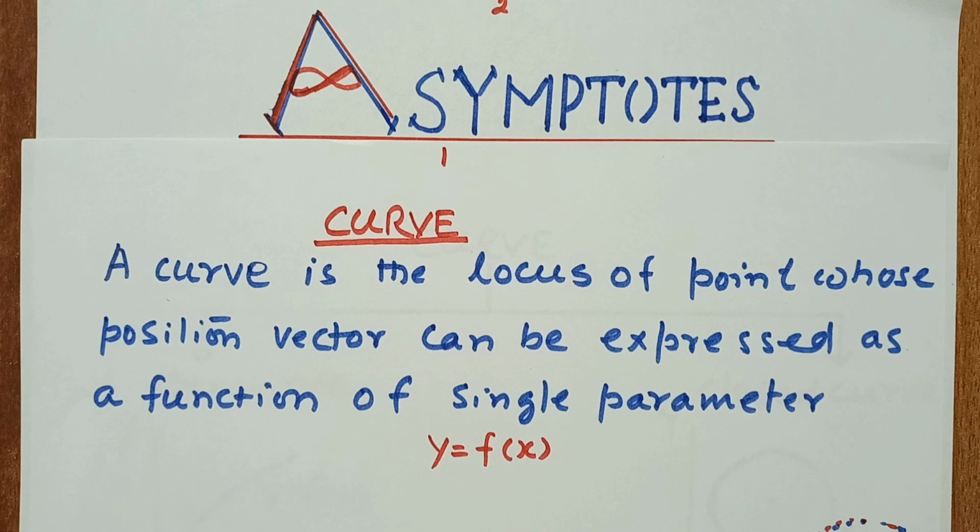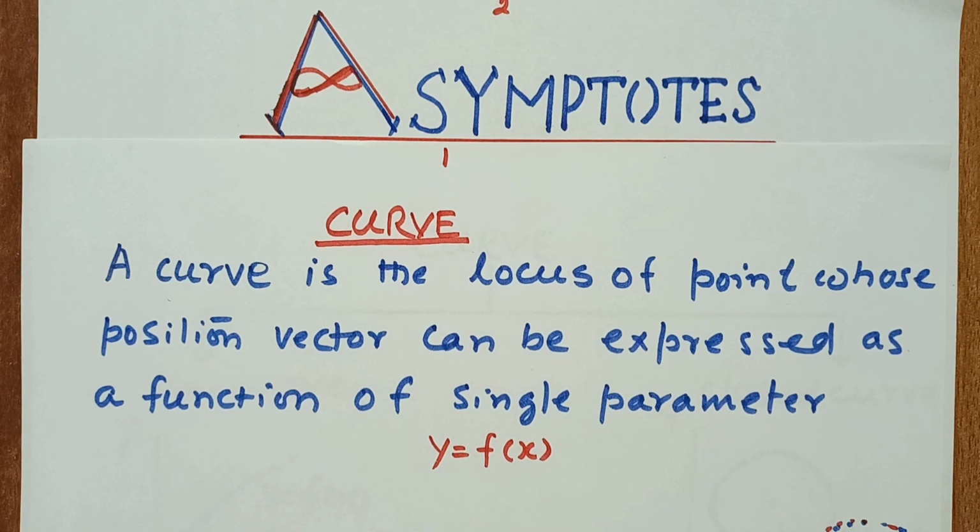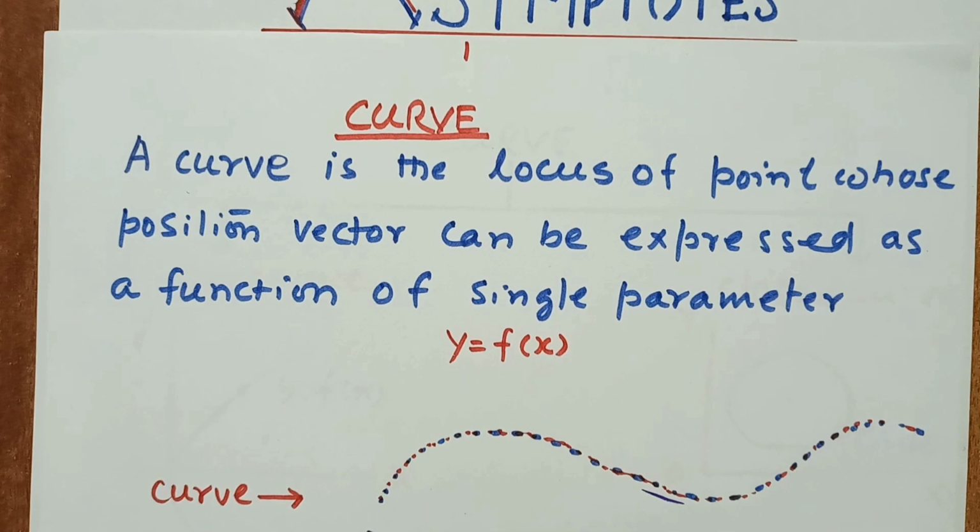What is a curve? A curve is the locus of a point whose position vector can be expressed as a function of a single parameter. Okay, it means if a point moves in a plane, the figure is called a curve. Suppose this is a point. This point moves in a plane. So this figure is a curve.